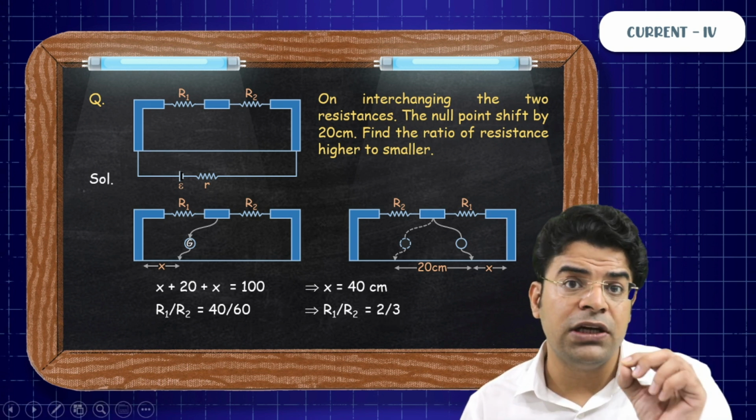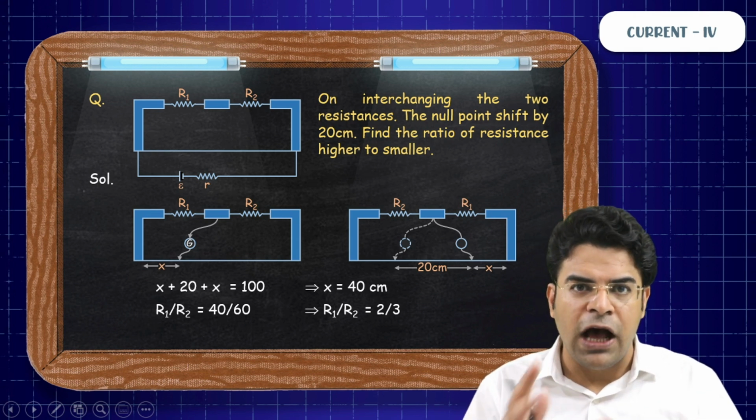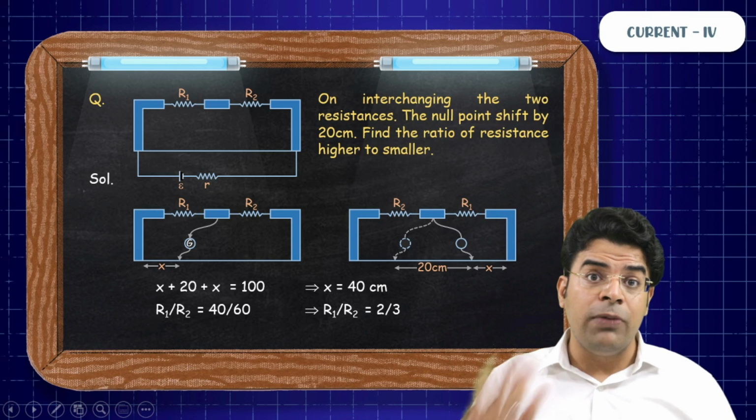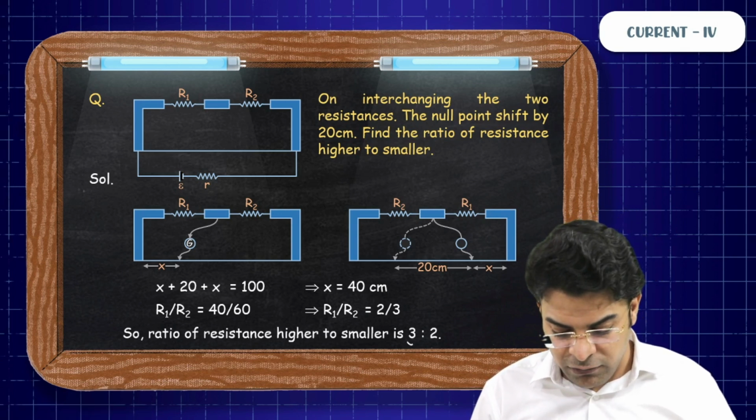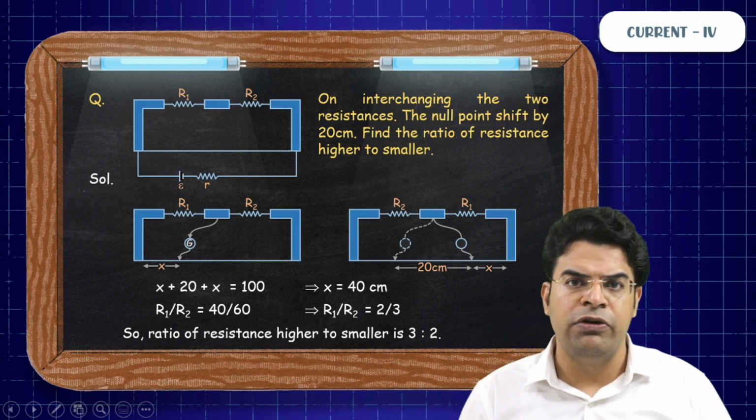But in the question they have asked me larger to smaller. So we do not have to report R1 by R2. We need to report R2 by R1. So R2 by R1 will be equal to 3:2. Larger to smaller ratio will be 3:2.